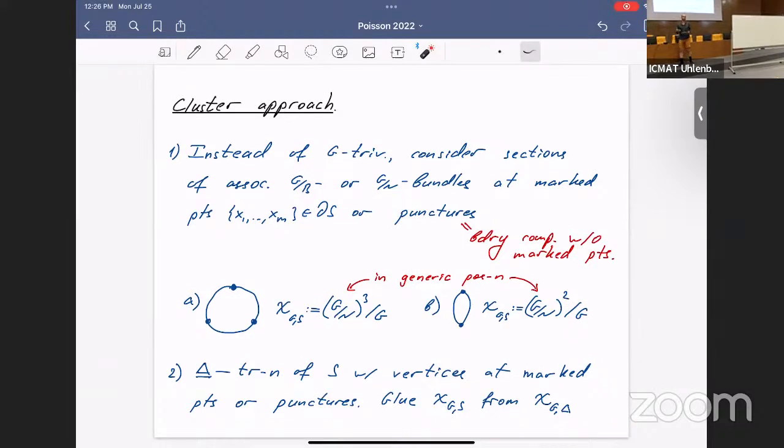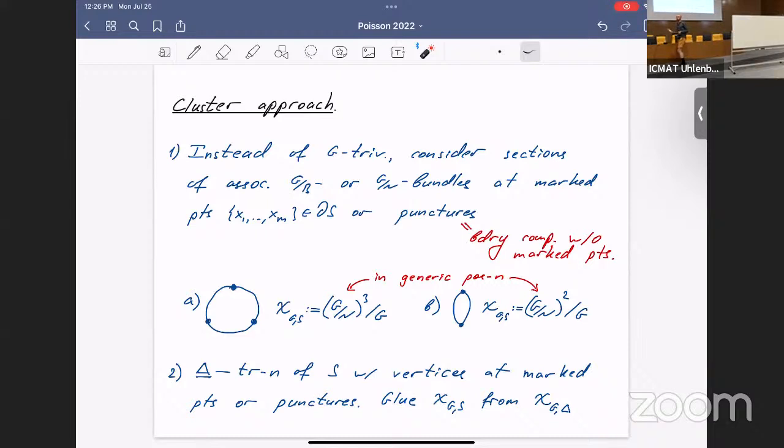Now, in order to have a variety, I always require that all the flags and all the monodromes are in generic position. And indeed, if I have 2 flags in generic position, one in G mod N, so a framed flag, and one in G mod B, then it's a G-torsor, so I can indeed mod out by G. Right.